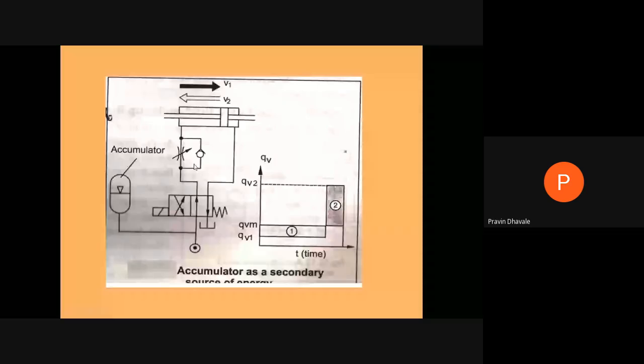This is the direction control valve. This is the solenoid pressure, speed, and volume control valve.